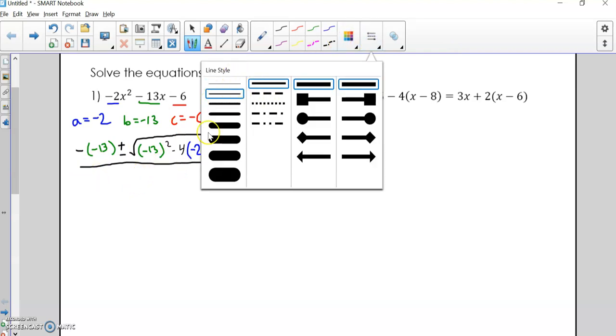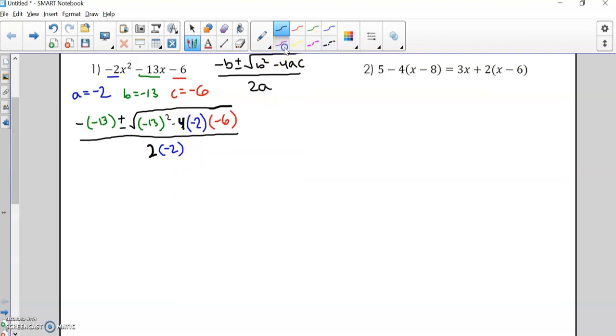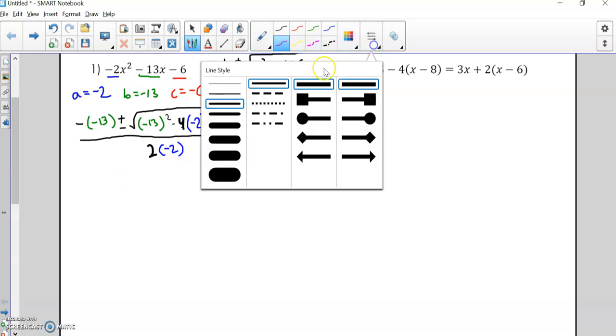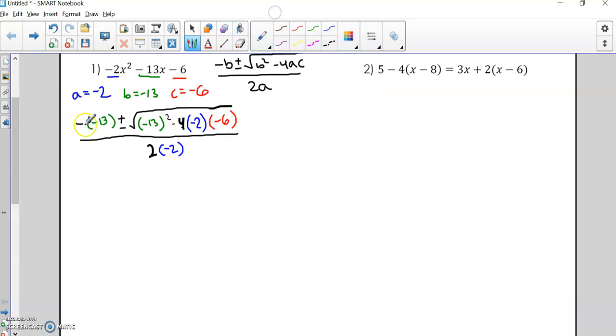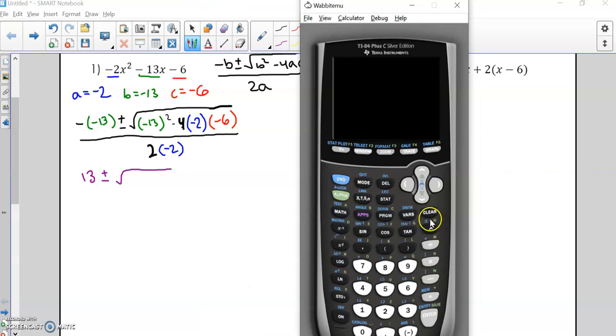Alright, all over 2 times A. Alright, so now that we've plugged everything in, that's a 4, guys. Funky looking 4. Alright, so now we can go ahead and start to simplify our formula there. So this -13 here, that's going to turn into a +13. And in our radical, remember, you're always welcome to type that into your calculator as you see it.